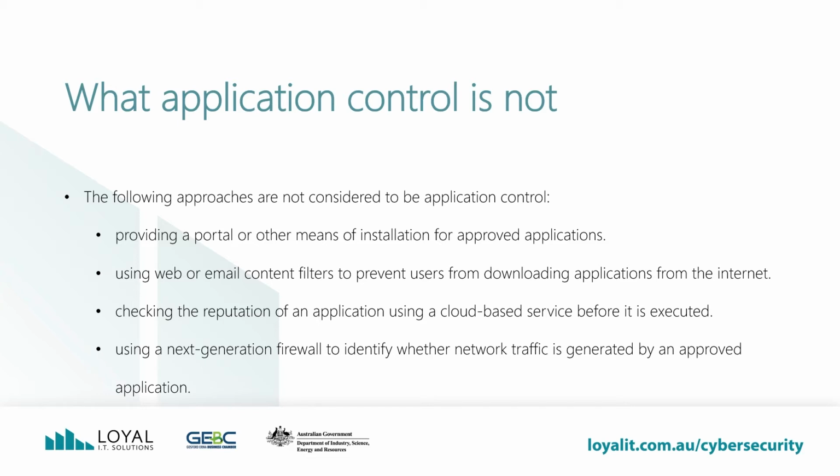It is also not a next generation firewall to identify whether network traffic is generated by an approved application. This uses deep packet inspection to filter traffic, which is called an intrusion prevention system. With encryption on just about every website these days, these devices can have trouble inspecting traffic without specific configuration of certificates on devices and the firewall. Doing this can also break some websites, so I personally don't recommend this solution either.